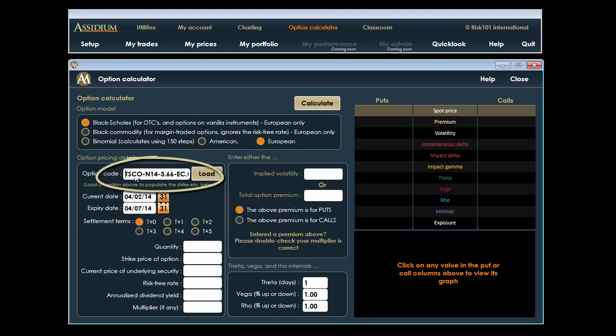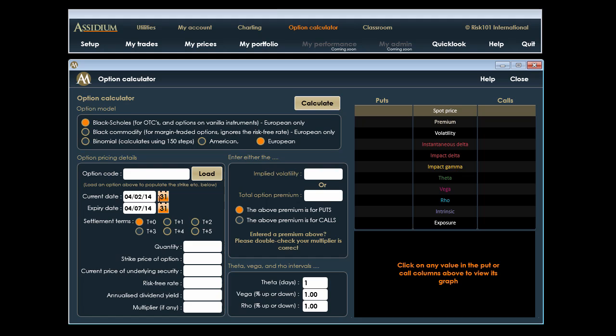If Assidium is able to access that information, it will populate the relevant fields for you. If not, then skip this step and simply enter all the other information that you know about the option. Let's price an OTC 5-month at-the-money call on spot Tesco shares. We will therefore select the Black-Scholes calculator.